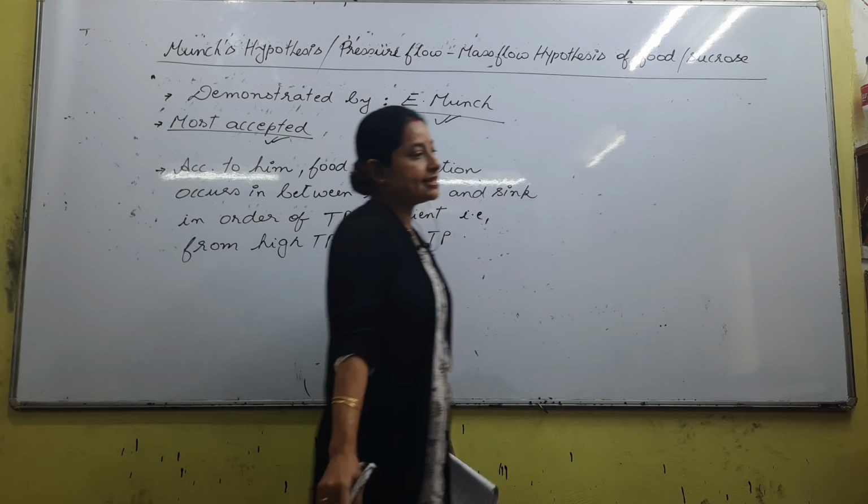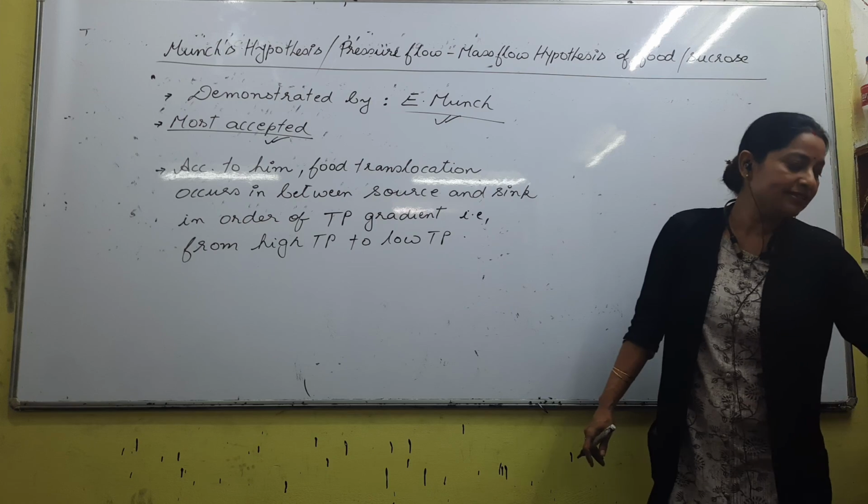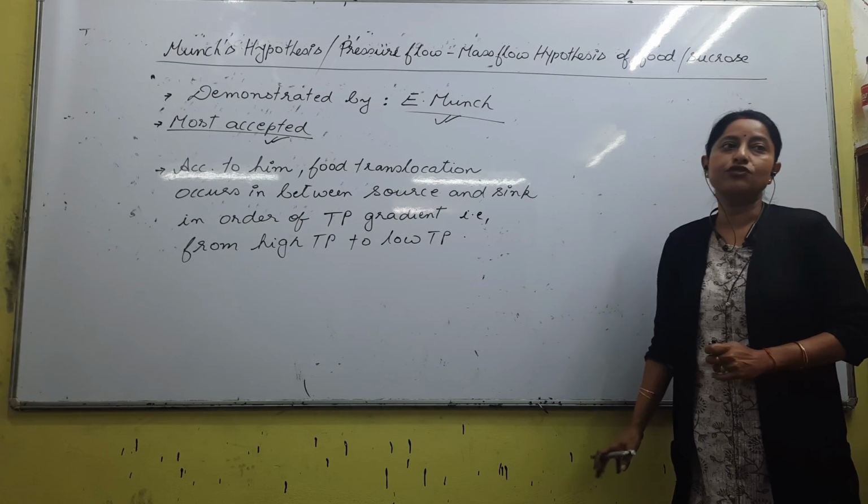So what did Munch say? Food translocation from one place to another, who is responsible? Turgor pressure, right? Because of turgor pressure, food is transported from one place to another.